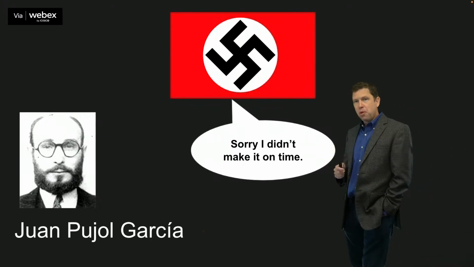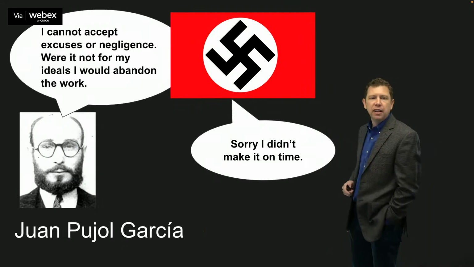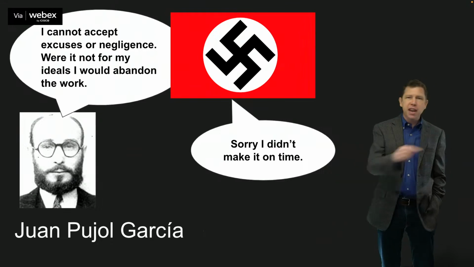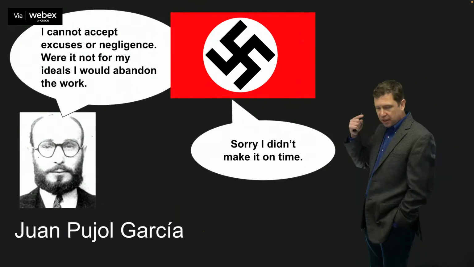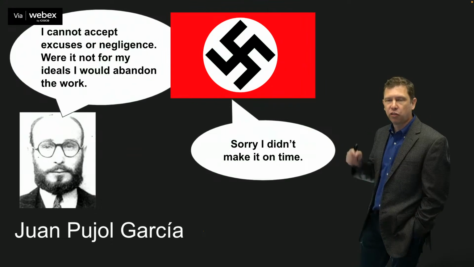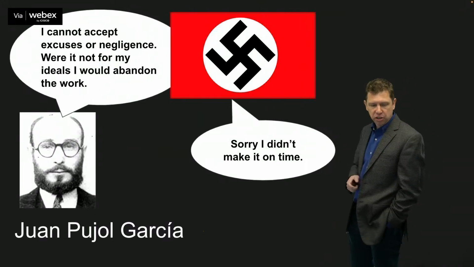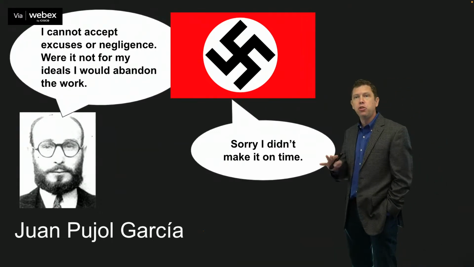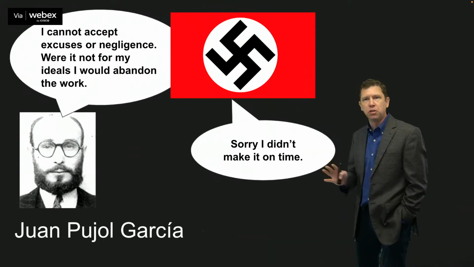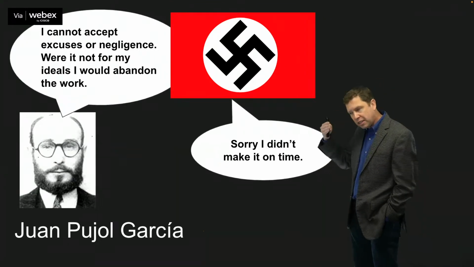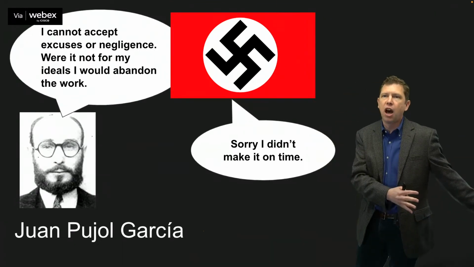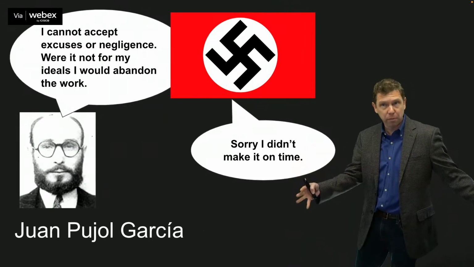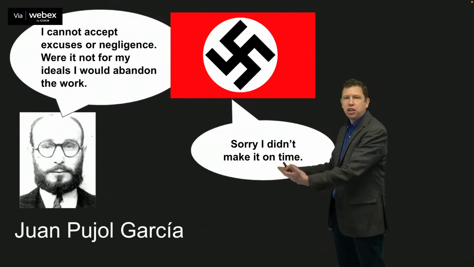Garbo replied with this, which I thought was brilliant. He said, I cannot accept excuses or negligence. Were it not for my ideals, I would abandon the work. So he's chastising the Nazis for not showing up to receive the misinformation that he was trying to send to them. It actually worked out great for the Allies because they were able to include lots more information since it was delayed, and in the Nazis' mind, this was all the information they would have gotten if they had showed up at 3 o'clock. But it wasn't. There was lots more information because it was no longer actionable for the Nazis.